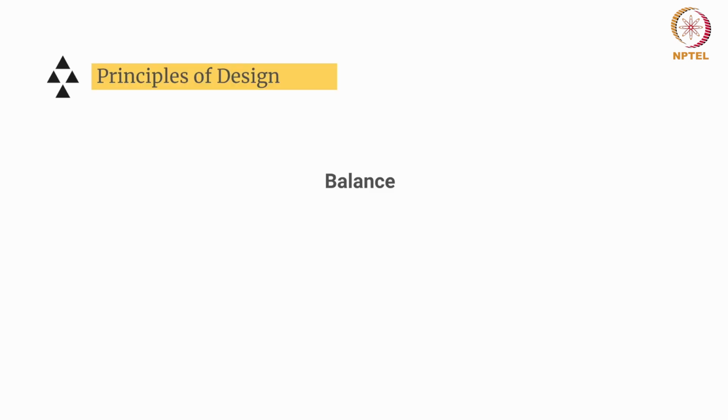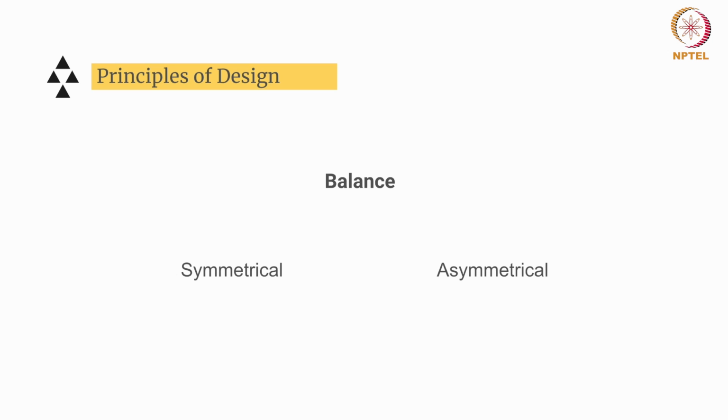So, when we say balance, it is about visual weight which is distributed across a composition. It creates a sense of stability and structure, helping the viewer feel at ease with the design. Now, we have two primary types of balance. Those are symmetrical balance and asymmetrical balance. Let's understand each one by one.